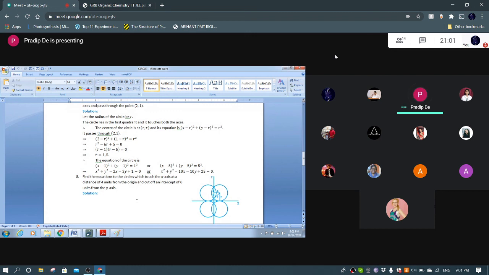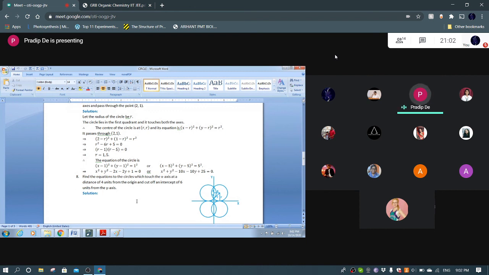So, what will be the equations? X plus minus 4 whole square plus y plus minus 5 whole square is equal to r square, that is 5 square. That is the answer.